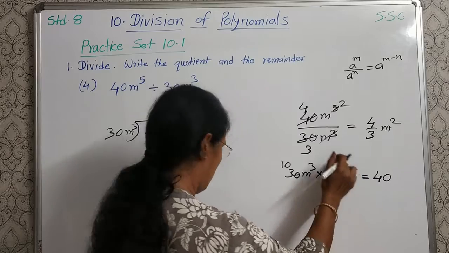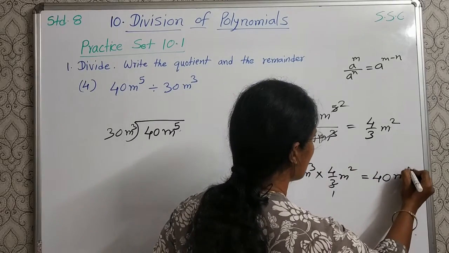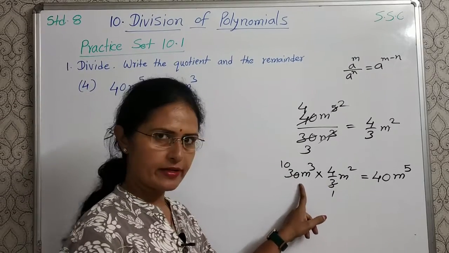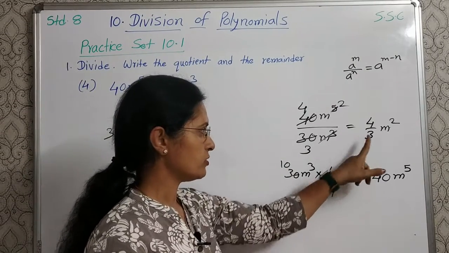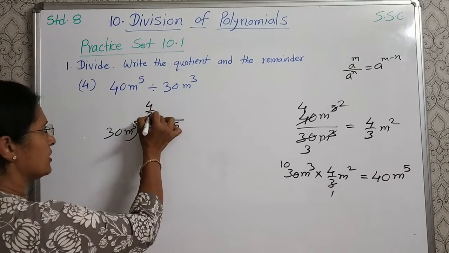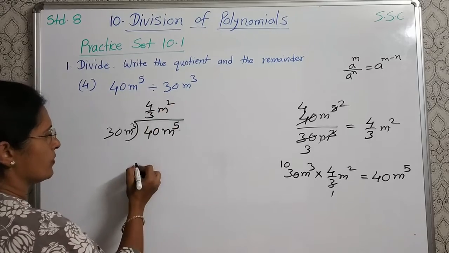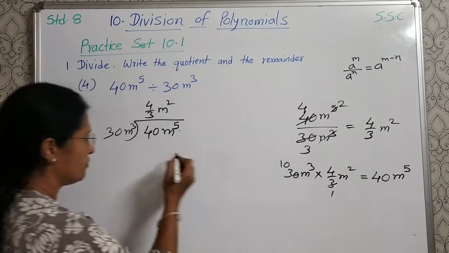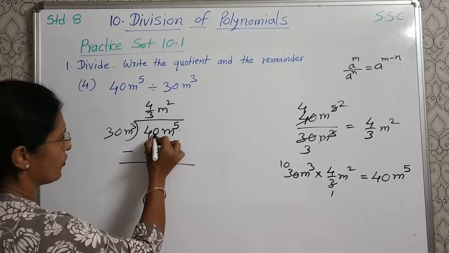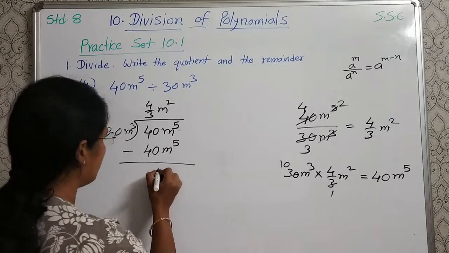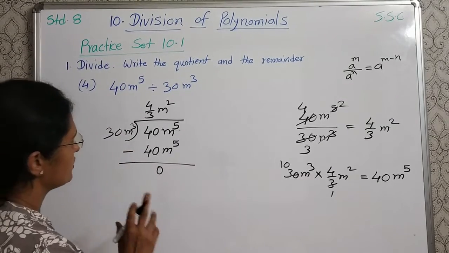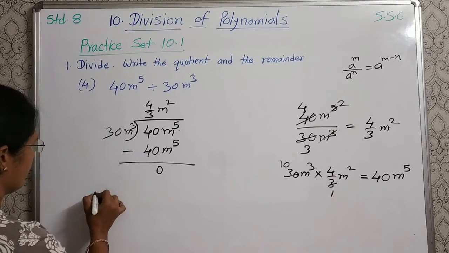M cube and m square is m raised to 5. So this is the dividend, this is the divisor, and this is the quotient, which is also here, 4 by 3 m square. So write it here, 4 by 3 m square. Now the product 40m raised to 5, write here and subtract it. So 40m raised to 5 minus 40m raised to 5 is 0. So again the remainder is 0. So the division ends here.